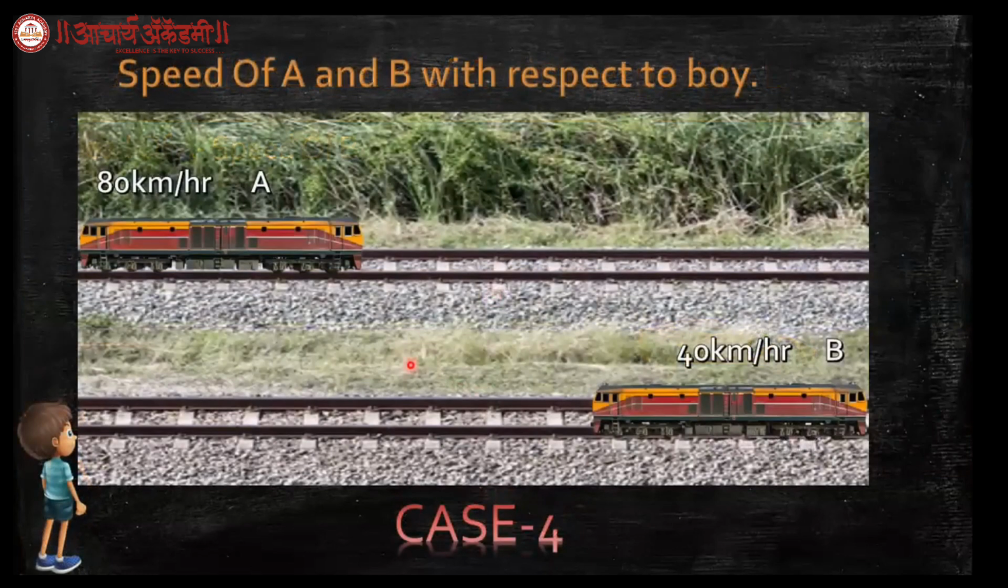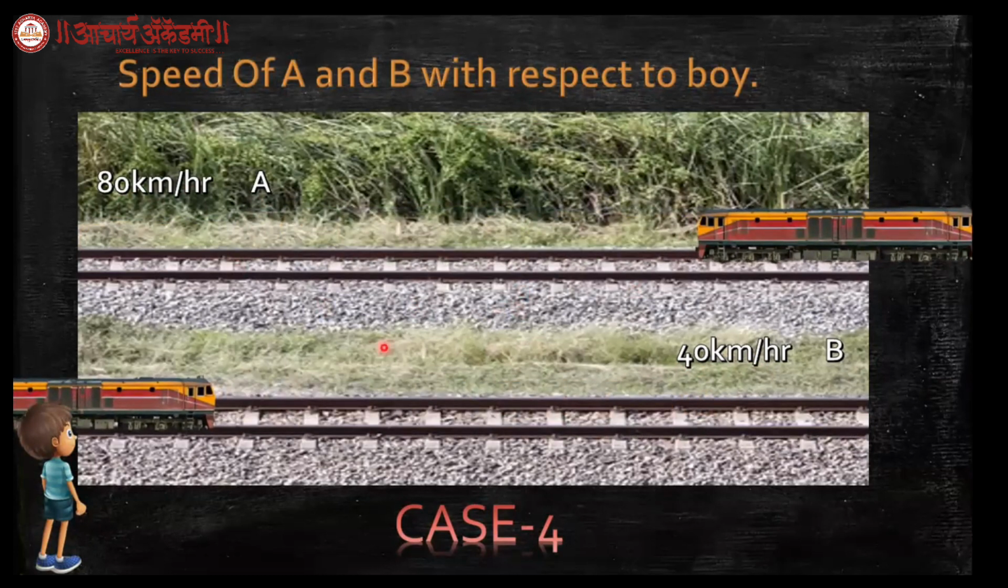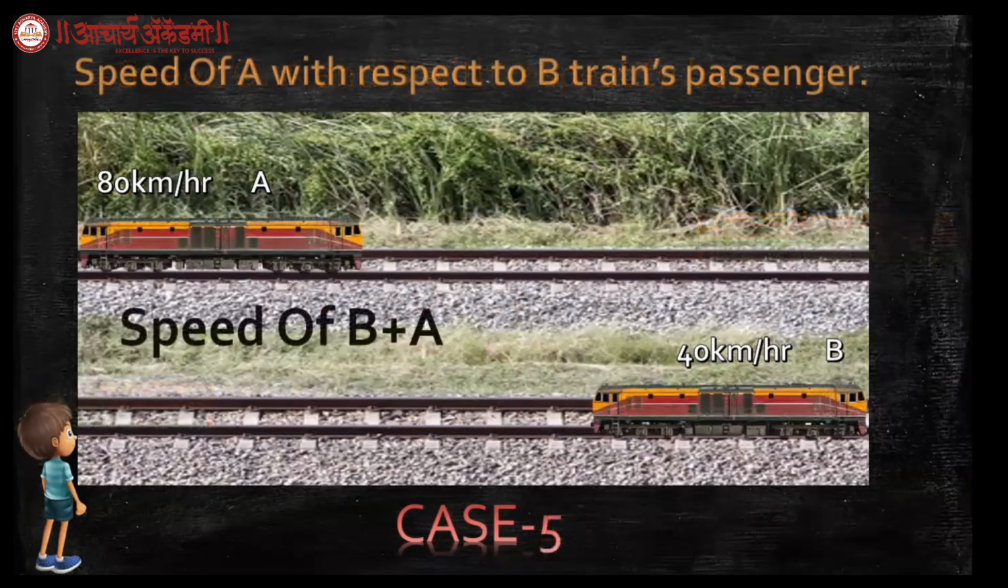Here is case 4, related to trains: speed of A and B with respect to a boy. Imagine yourself standing beside a station. Here train A is moving with 80 km/h and train B is moving with 40 km/h. You will see that both trains are moving. From your point of view, their odometer is correct and speedometer is also correct.